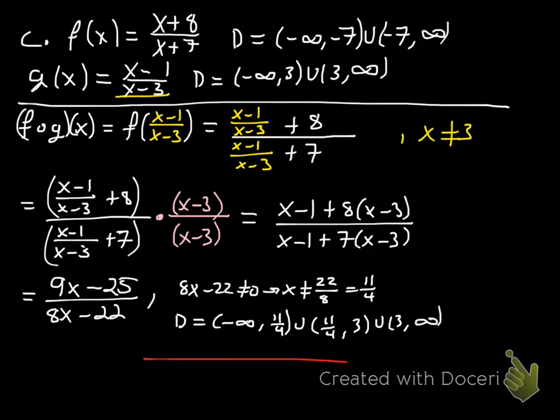Again, you can draw yourself a number line to kind of help out. Put negative infinity, infinity, 11/4. We'll pretend that's 11/4, and then a 3, and then we've got to jump over these two. That'll help you with the interval notation if it's kind of being a little tricky. Alright, now if we look at g composed with f of x, it's going to be pretty much the same procedure.